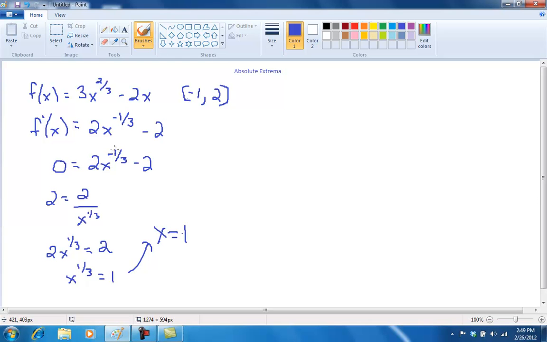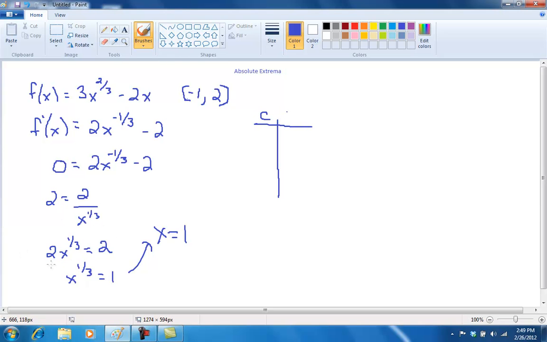Now, here's the key to any absolute extrema problem. After you solve for the critical number, you must make sure that the critical number or numbers fall within the range, the closed interval that we're dealing with. Because if they're outside the interval, then you cannot use that critical number. It will not be a min or max.